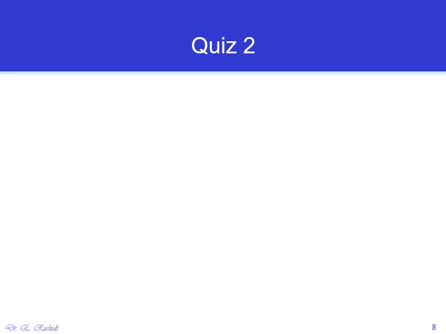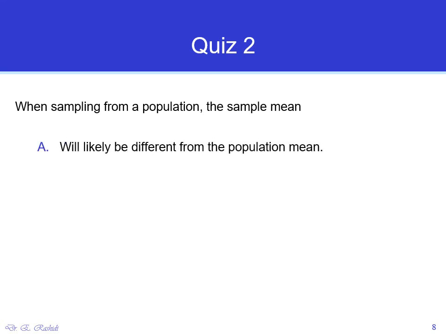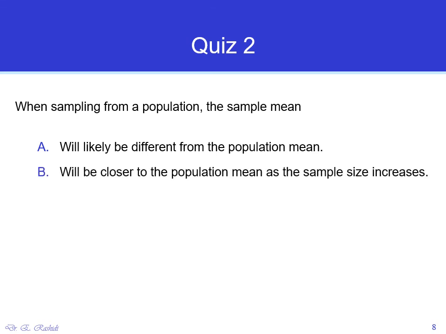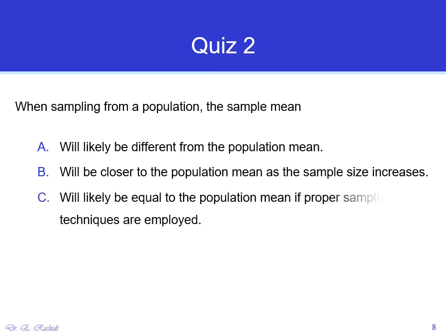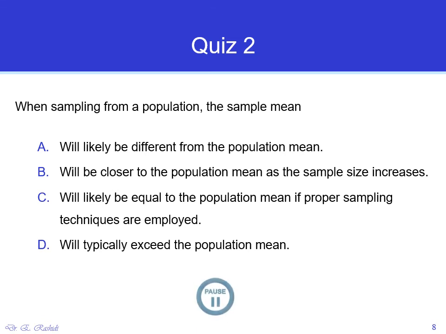Next quiz. When sampling from a population, the sample mean A will likely be different from the population mean, B will be closer to the population mean as the sample size increases, C will likely be equal to the population mean if proper sampling techniques are employed, and D will typically exceed the population mean. So please pause, work on this problem, and then come back to see the solution. All right, let's see the solution.